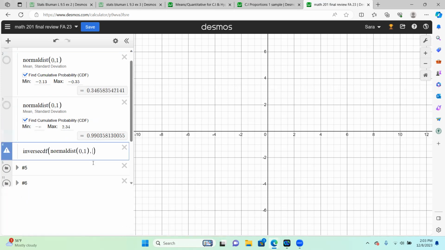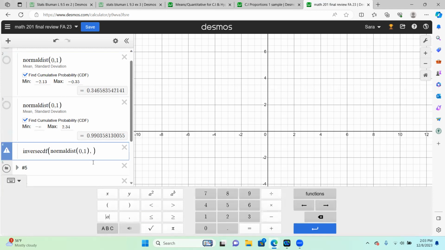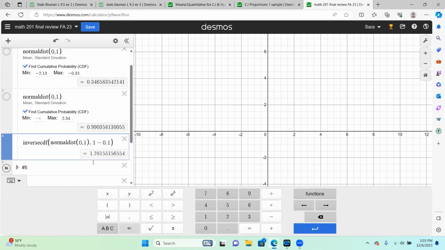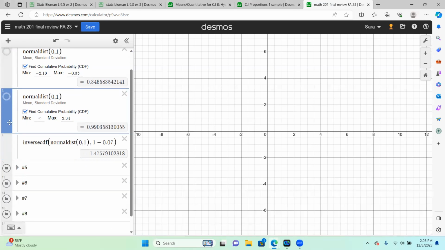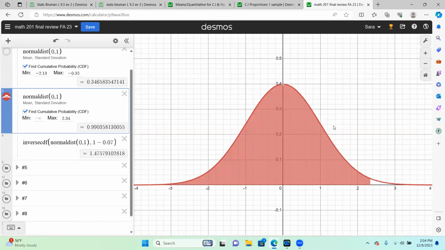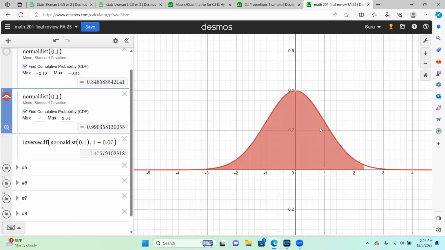I'm going back here. Okay, so I do want to see that. I'm going to turn this one off. I'm going to zoom fit so you can see the picture. This is what our picture should look like for letter B.